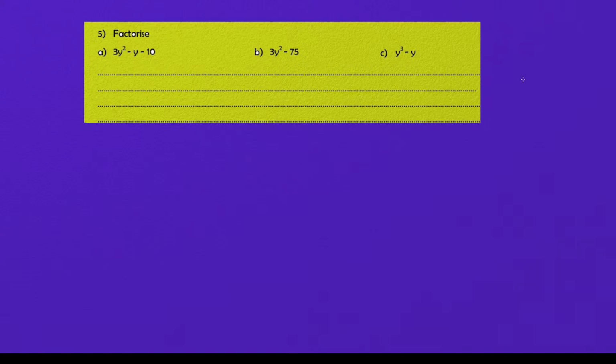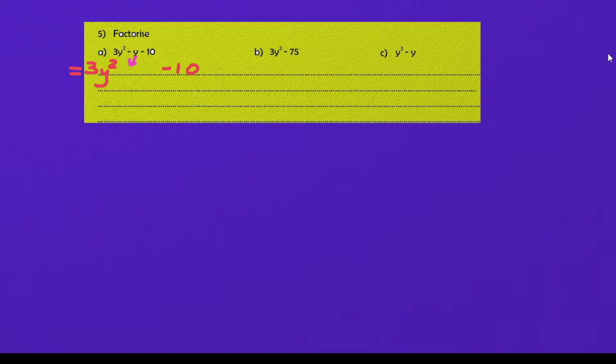In order to do that, we need at least four terms. So let's convert this expression to an expression with four terms. How do we do that? 3y squared minus 10 would come as it is. We've got to replace minus y with something equivalent to it. How do we decide what should replace minus y?